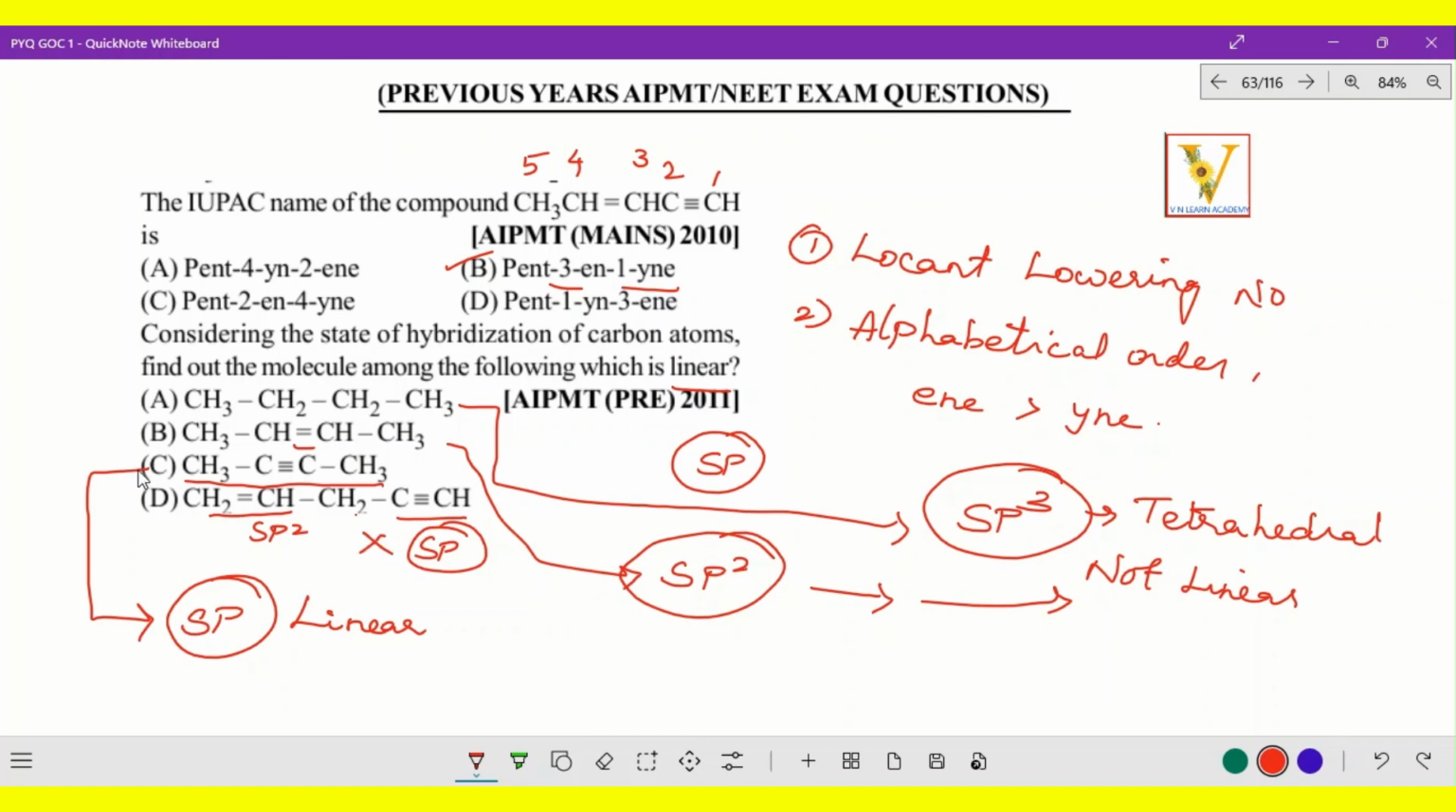So the correct option, which is a linear molecule, means C is the correct option. CH3, C triple bond C, CH3. Hope you got a clear idea about these two questions. Come on, let us go for the next question.